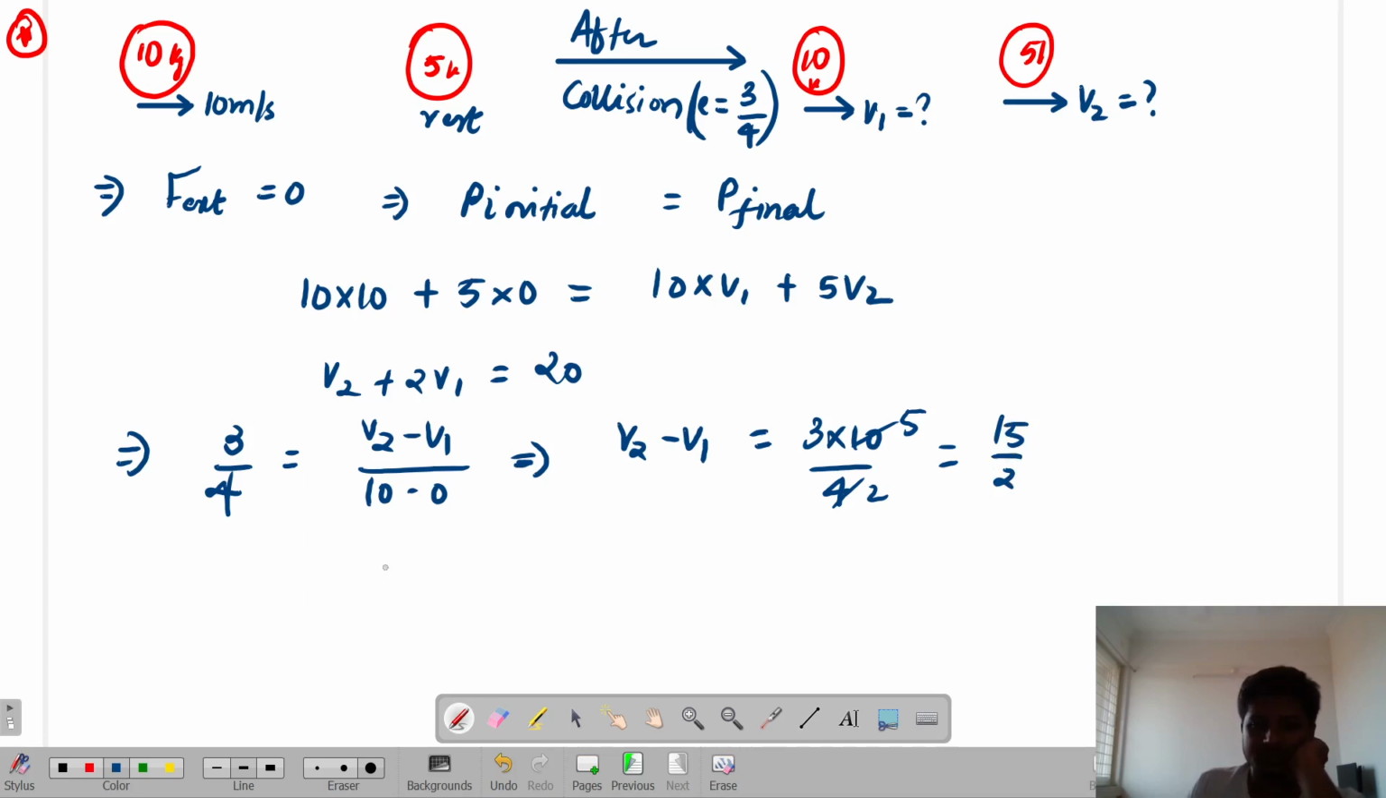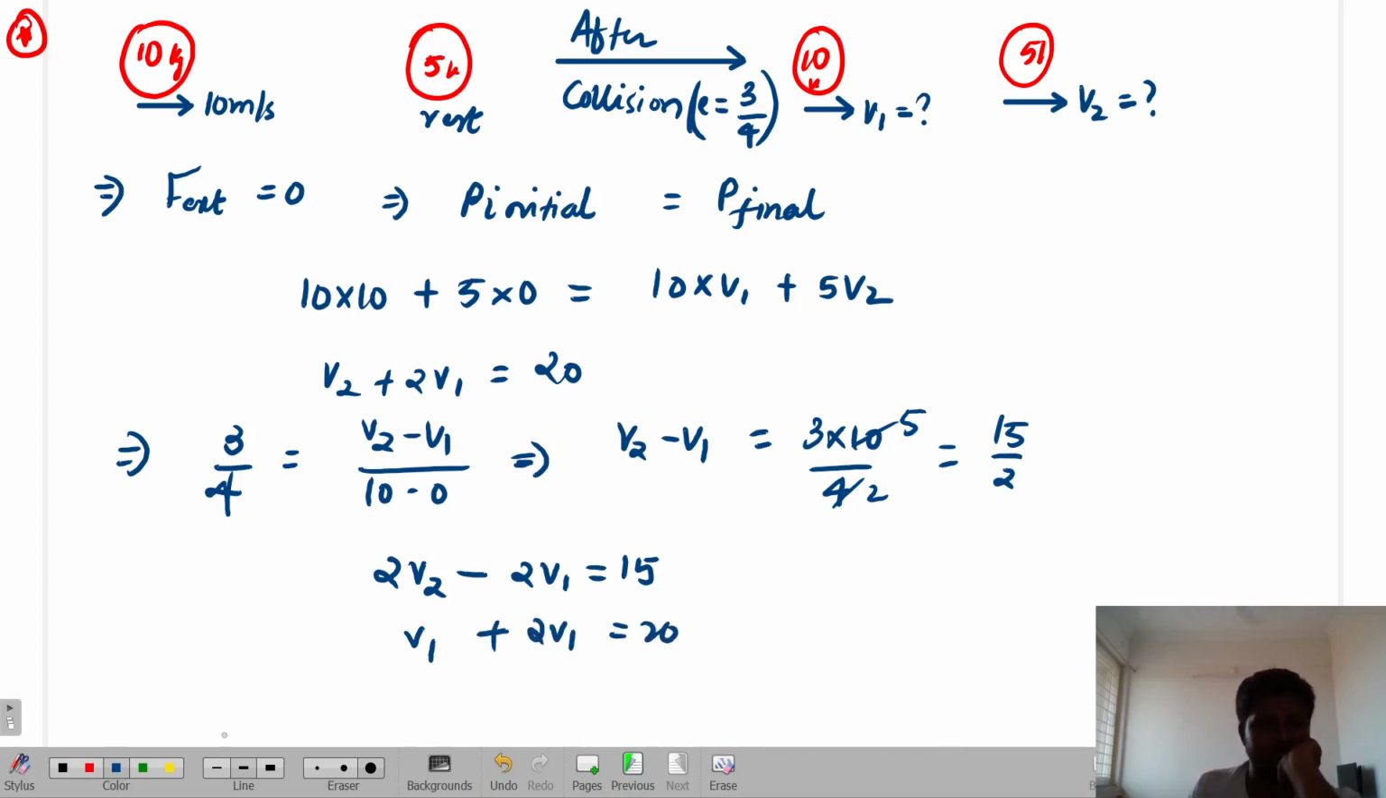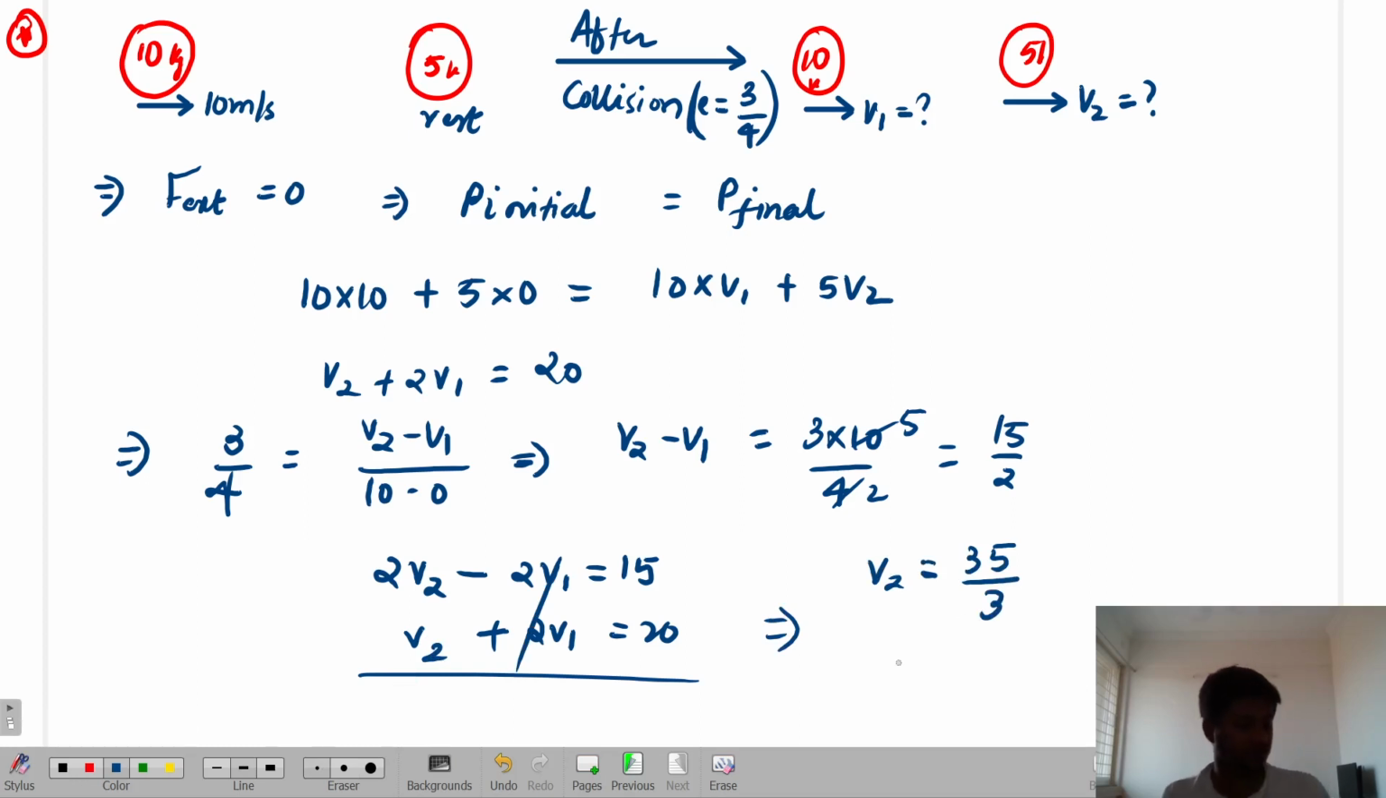Okay, so this is equal to twice V2 minus twice V1 is equal to 15, and V2 plus twice V1 is equal to 20. So the equation is simple. So this is V2 is equal to 35 by 3. Are you able to get me or not? And similarly, if I put V1, we'll get 25 by 6 meter per second.